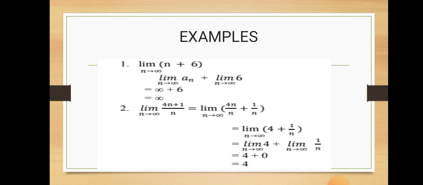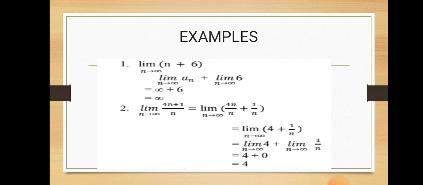So here's an example. Number 1 is the limit as n approaches infinity of n plus b, which is equal to the limit of n plus the limit of b. The limit is infinity plus b, which is equal to infinity.